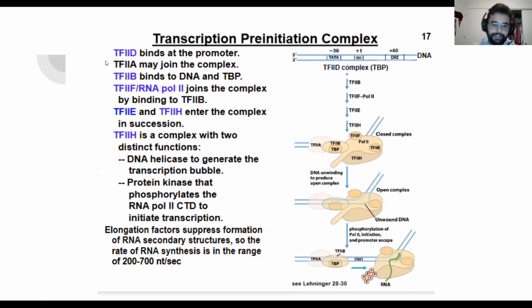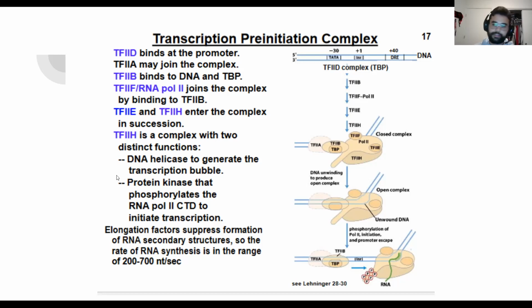So this is just the order of how the transcription pre-initiation complex is built up. Only the highlighted ones are going to be the important ones to know. So our TFIID is going to actually bind to the promoter site. Then our TFIIB is going to bind to the DNA and our TBP, which is our TATA binding protein. Then our TFIIF and our RNA polymerase II will join the complex. And then our TFIIE and TFIIH will enter the complex in succession.